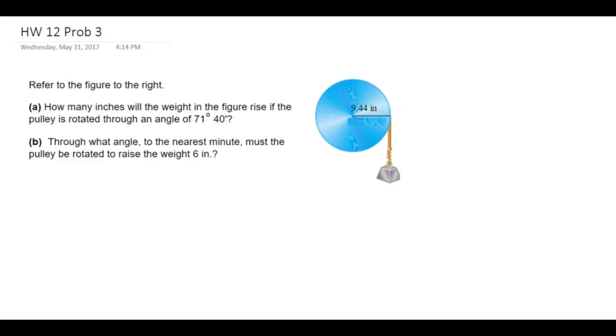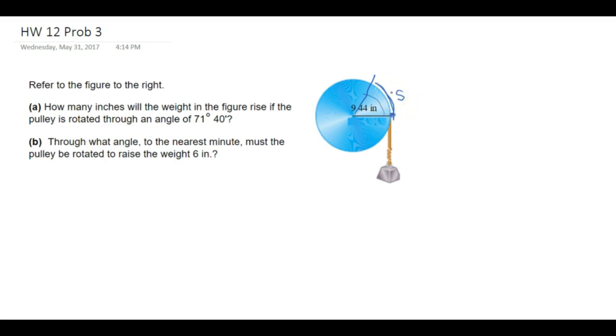In this problem, we need to calculate how many inches the weight in the figure will rise if the pulley is rotated through an angle of 71 degrees and 40 minutes. So we know that our angle is going to increase, so it's going to come up to here. So this portion is going to move this much in terms of inches.